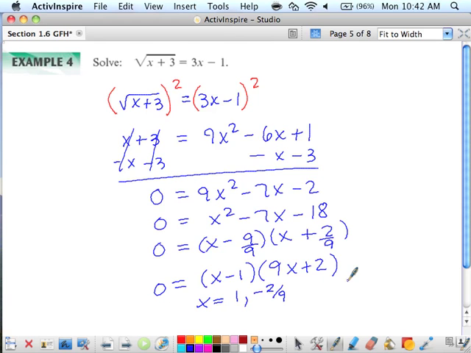So let's pause here, go check those and see if they both work. So we checked, and x equals 1 does work when we substitute it back in, but x equals negative 2/9 doesn't, which means we have to discard that as an extraneous solution. And this equation really only has one answer. x equals positive 1.